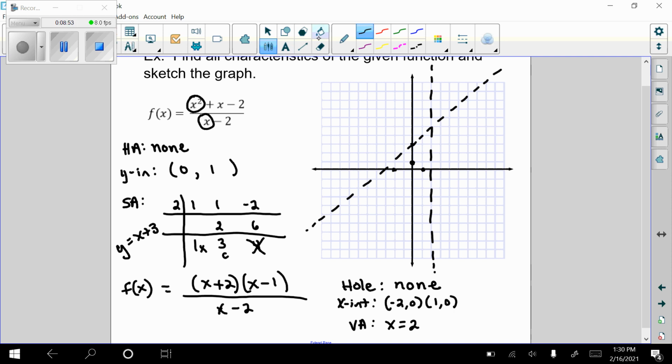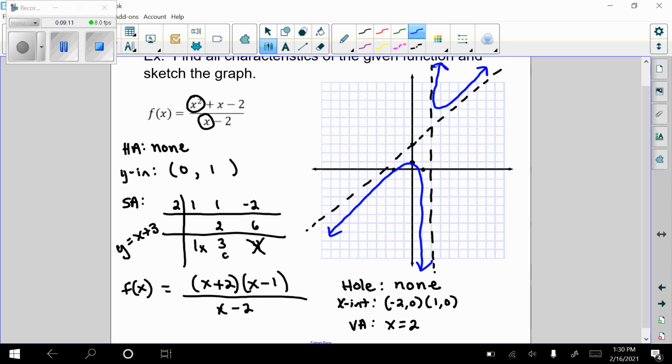So in this case, I probably wouldn't do a sign chart. I do know that my graph is going to go probably something like that. And then typically what happens in these, they kind of look like check marks. So I'm going to have the other piece of my graph up there.